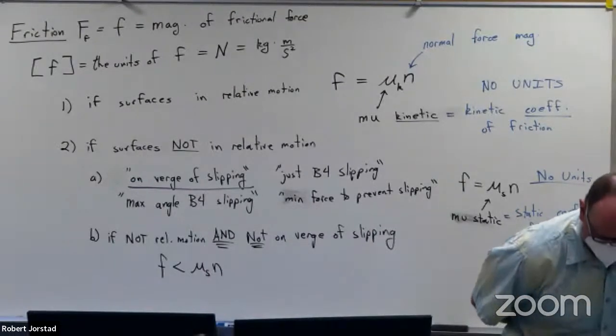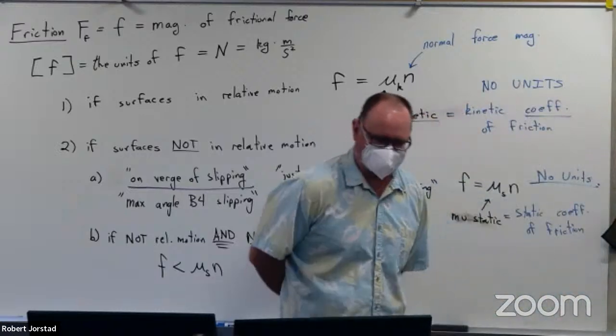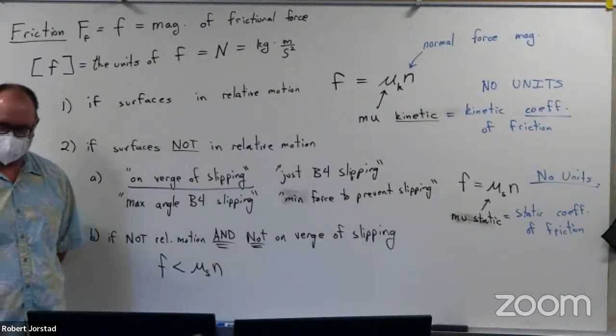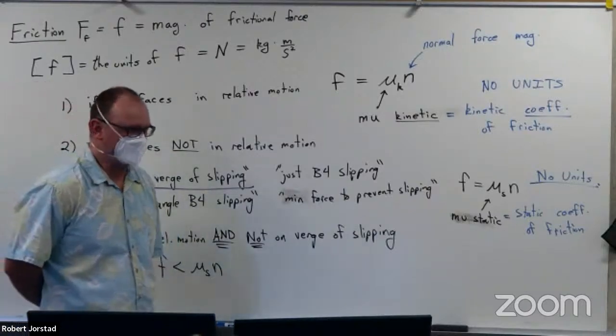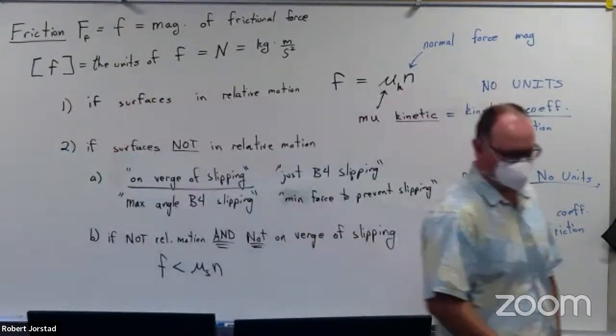Resist the temptation in bold there. Do you see that? Do not use mu static N when it doesn't apply. If you can get that into your head, you'll be all right. Okay? Let me give you an example.